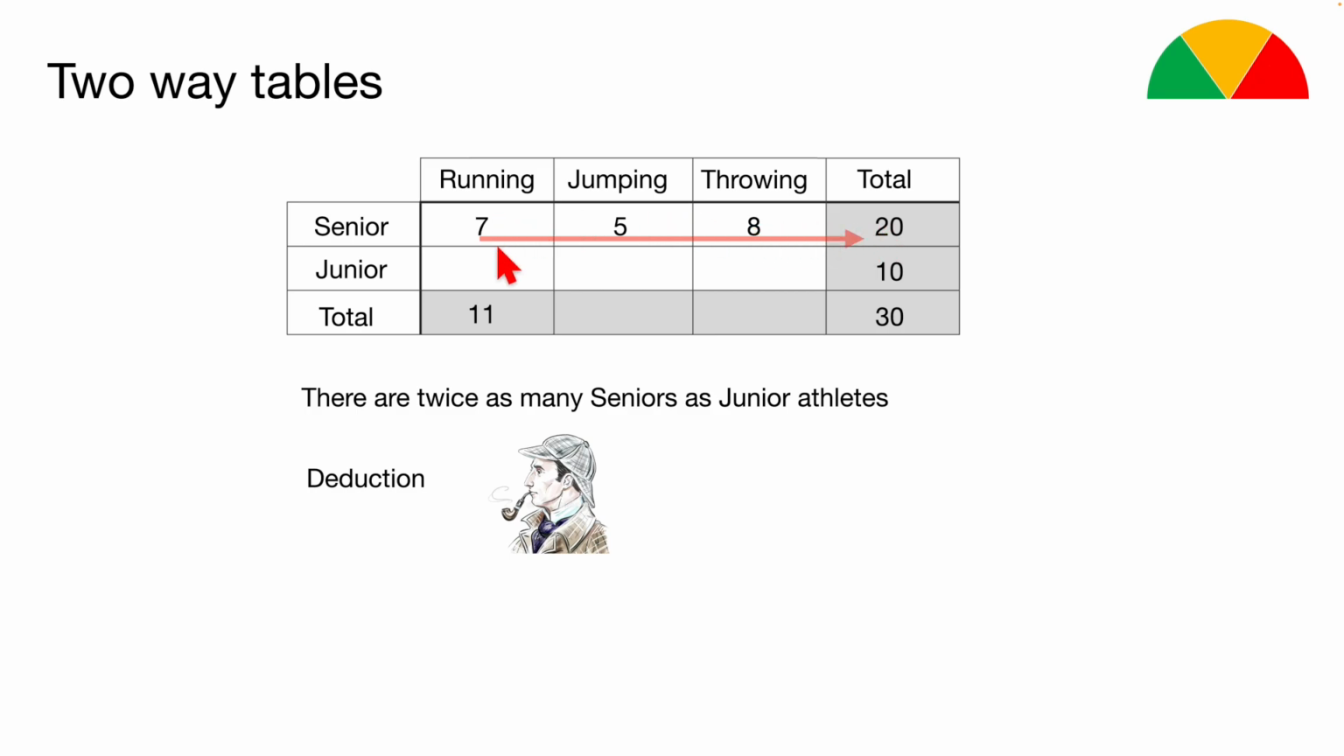And now we've got this column, which is very handy because there's only one space. So we need a number here, which when added to 7 gives us 11, and that's going to be 4. And in this way, with clues and deduction, we complete the whole table and answer the question.